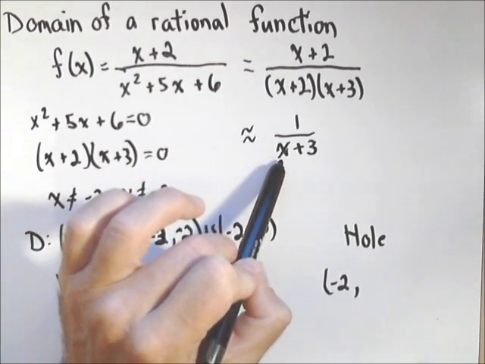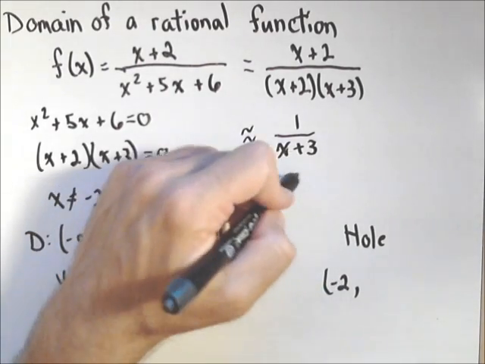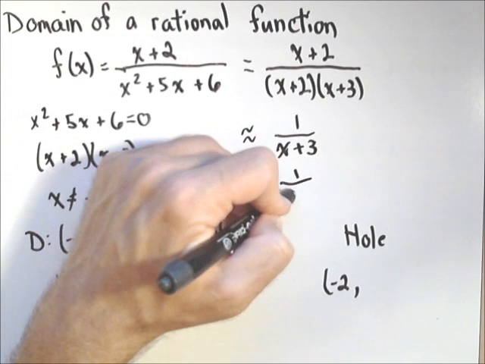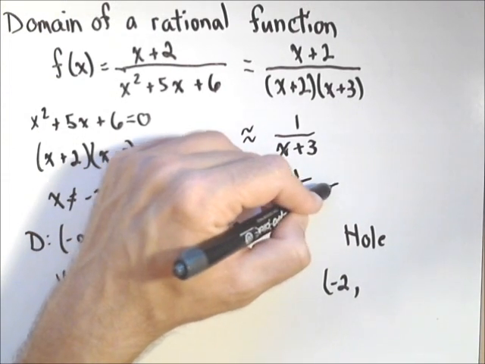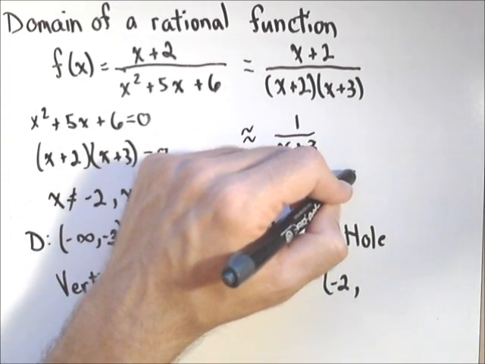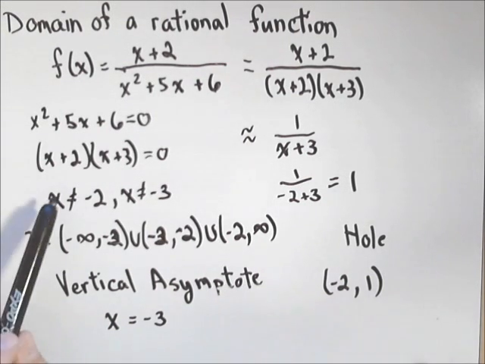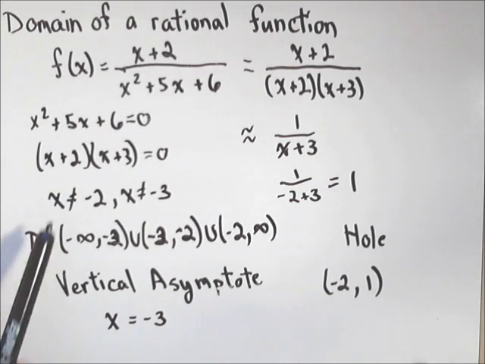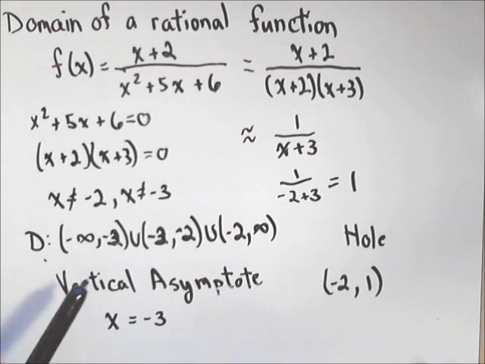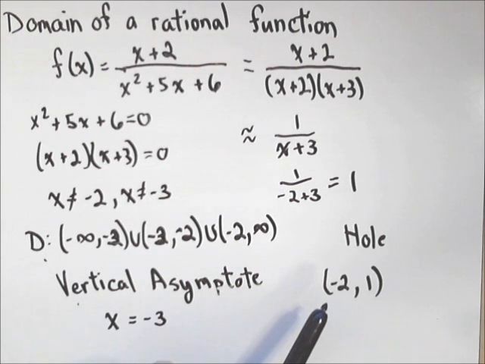So if I were to plug negative 2 in for x, I'd get 1 over negative 2 plus 3, or 1 over 1, or 1. So we have a hole at x equals negative 2, or at the point negative 2, 1. So that's how we can find the domain of a rational function, write it up in interval notation, identify the vertical asymptote, and also look to see if there's a hole.